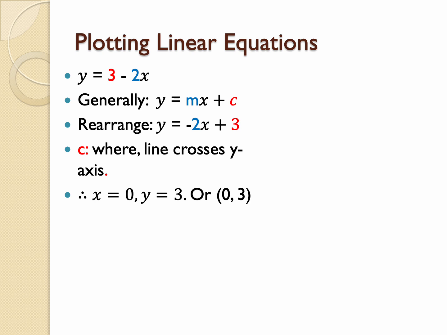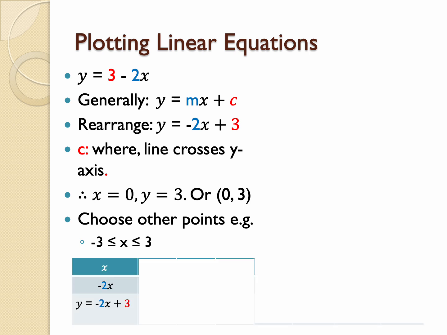To plot the line, we must choose a range of x values. It's reasonable to choose some negative values and some positive values. So let's say we decide that x will range from minus 3 to plus 3. Now let's start computing pairs of x and y to decide the points that we want to plot on our graph. We create this table where we have a row for x, and then we also compute minus 2x as an intermediate computation, and finally we compute our y.